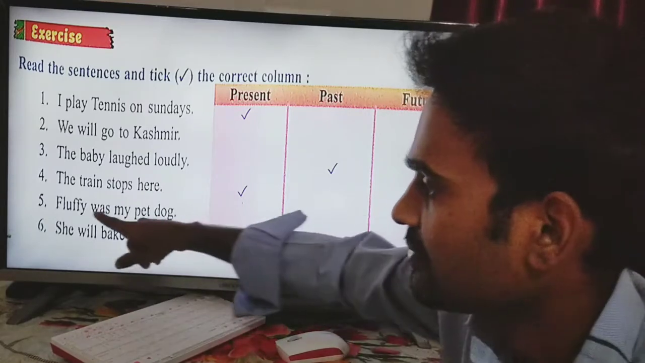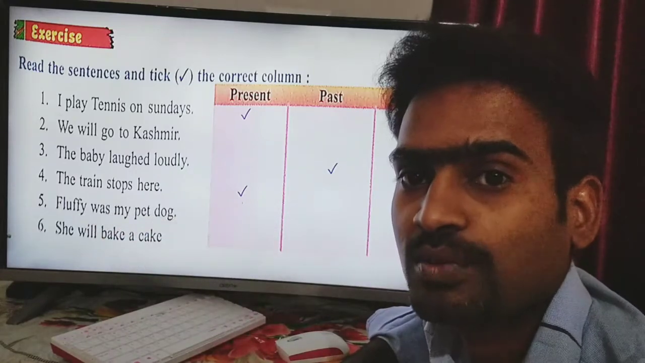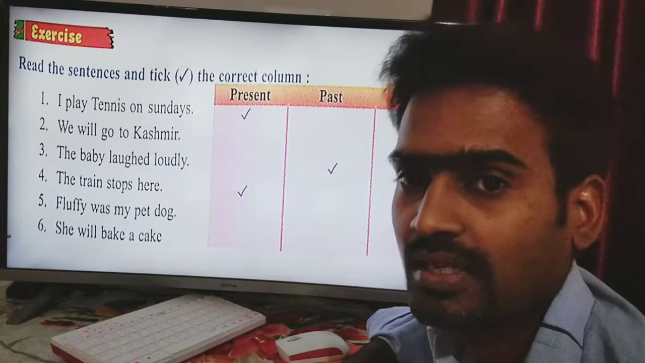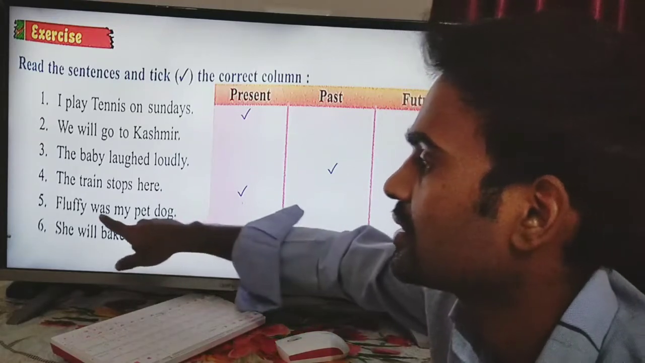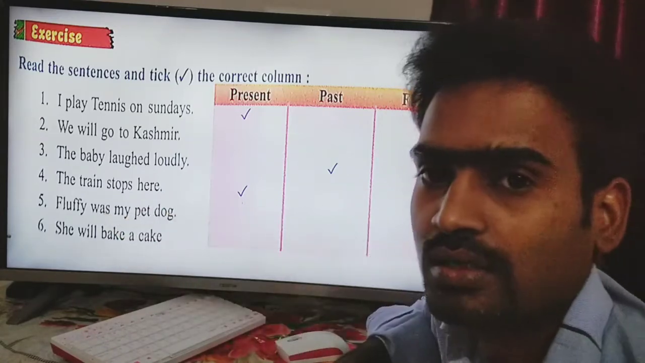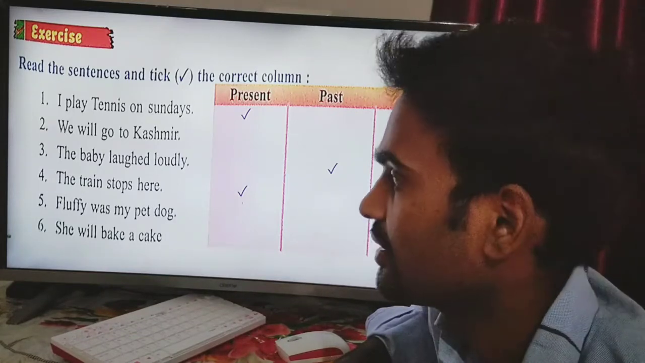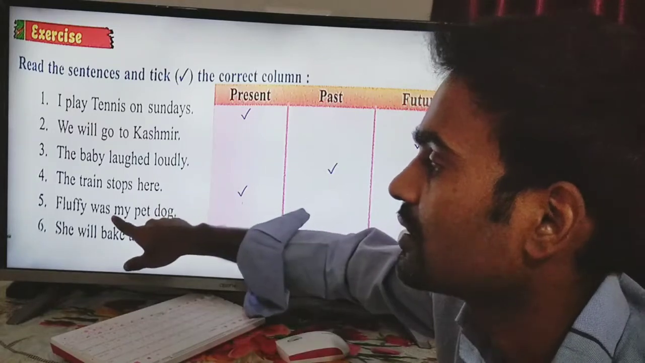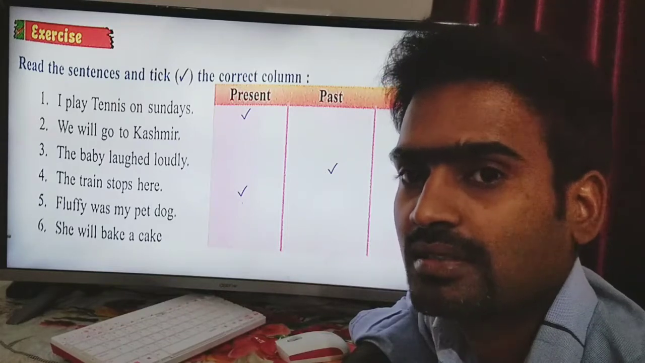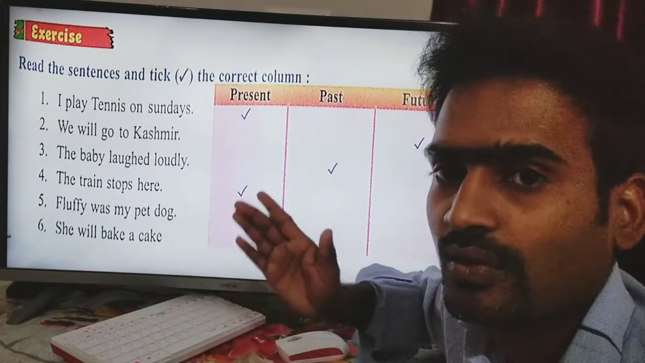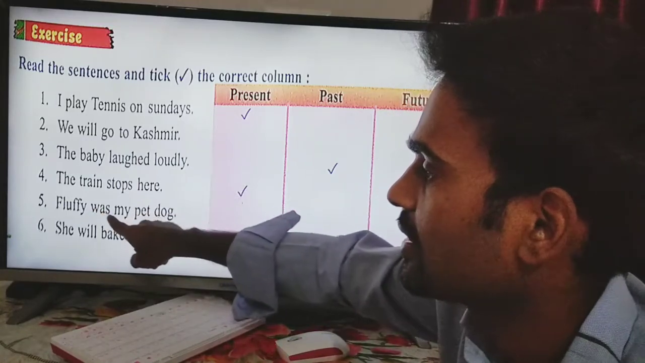And the next one, Fluffy was my pet dog. So we are speaking about the subject, the dog. The dog's name is Fluffy, right? Fluffy was my pet dog. So here was is coming, past tense. It can be a helping verb, but here was is working as a verb. So it comes under past tense.